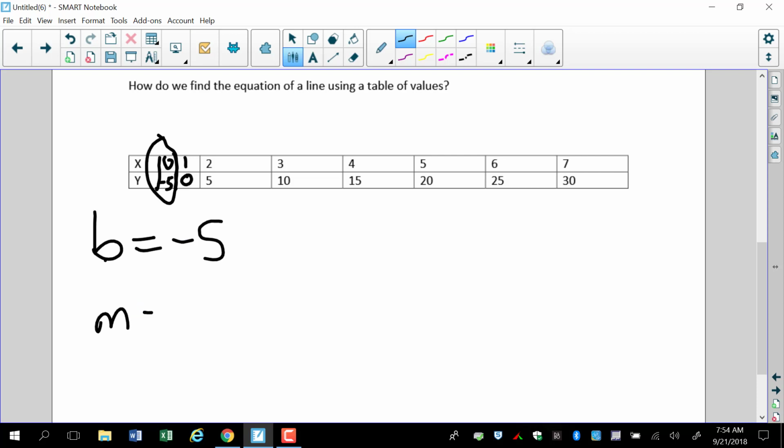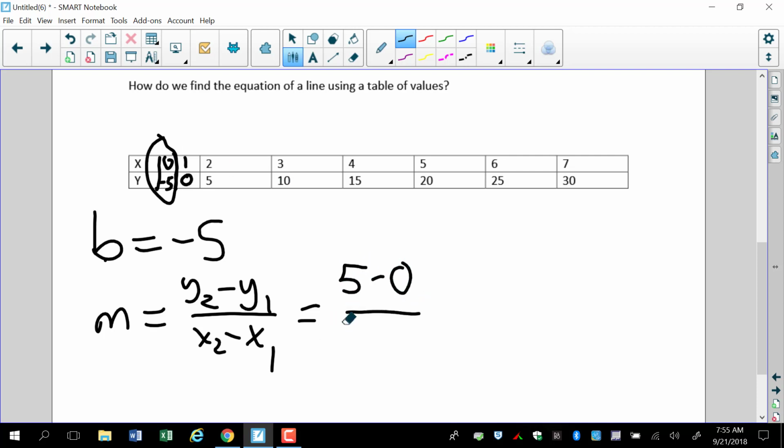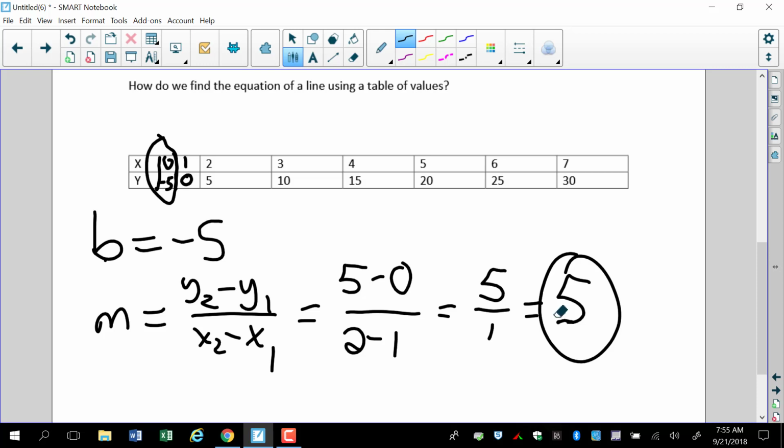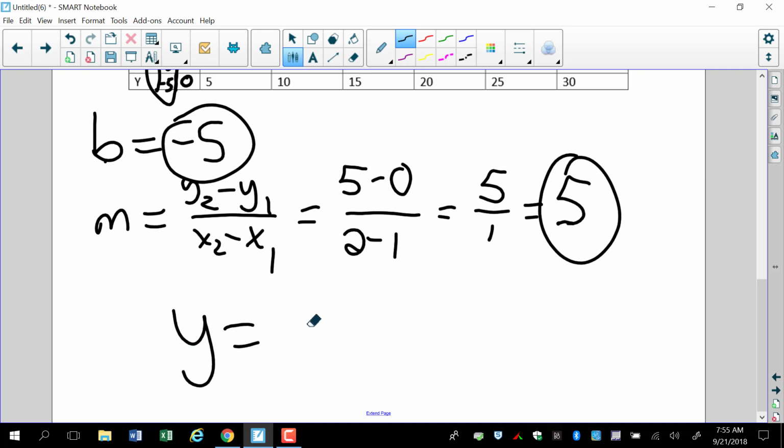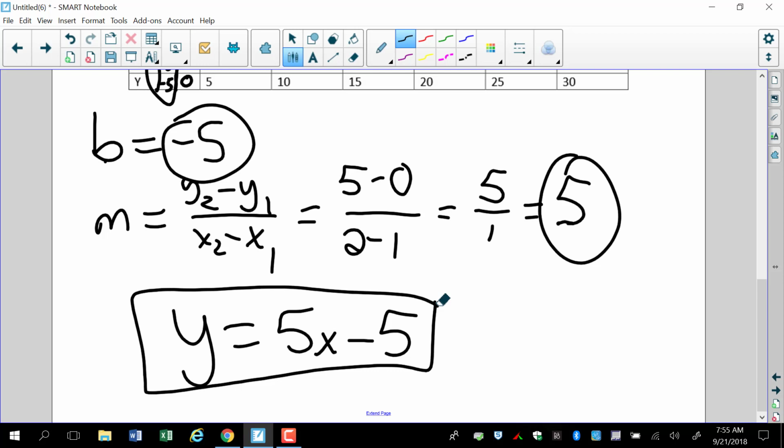Now, we want to find our slope, and it's still going to be either rise over run, or y2 minus y1 over x2 minus x1. You can pick any point you want here. I'm just going to pick the 1, 0 and the 2, 5. So my y values are 5 minus 0, my x values are 2 minus 1. That gives me 5 over 1, or 5. So I know now my slope, or my rate of change, is 5, and my b is negative 5. My equation then becomes 5x minus 5. Hope that helps. Good luck.